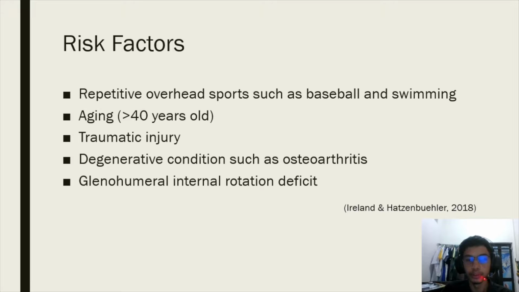The risk factors for labral tear are, first, repetitive overhead sports such as baseball and swimming. Second, aging, for those more than 40 years old. Third, traumatic injury. Then, degenerative conditions such as osteoarthritis. Finally, glenohumeral internal rotation deficit, which is a condition resulting in the loss of internal rotation of the glenohumeral joint.